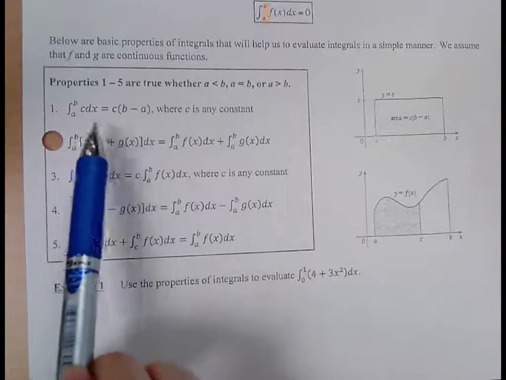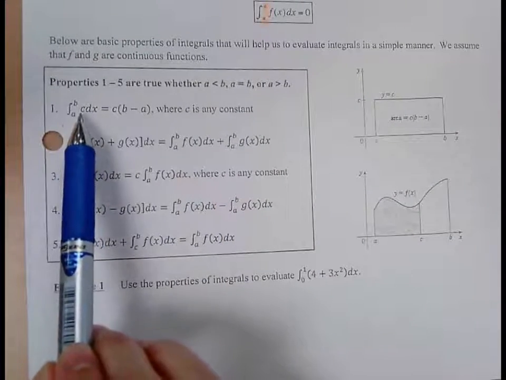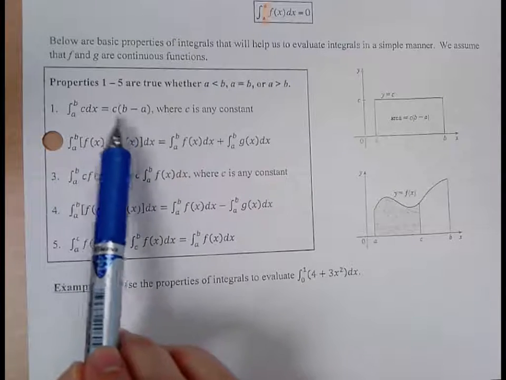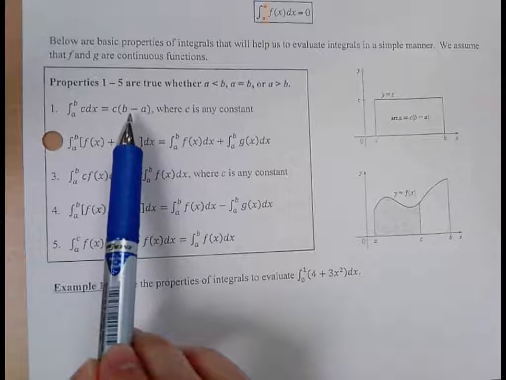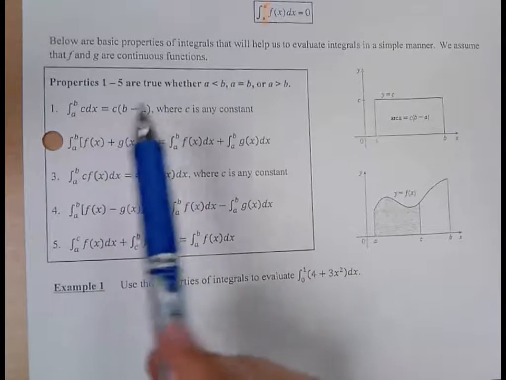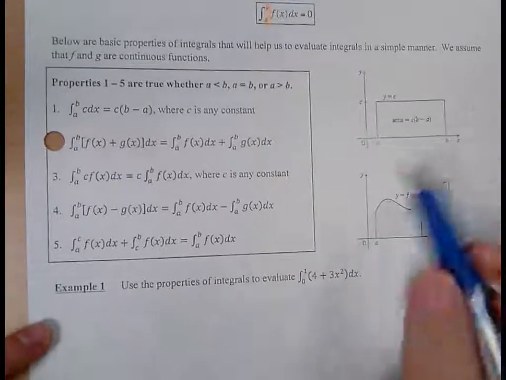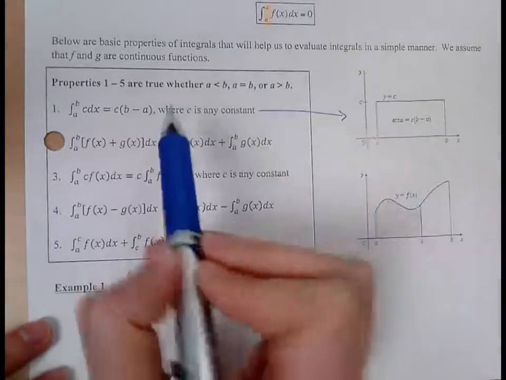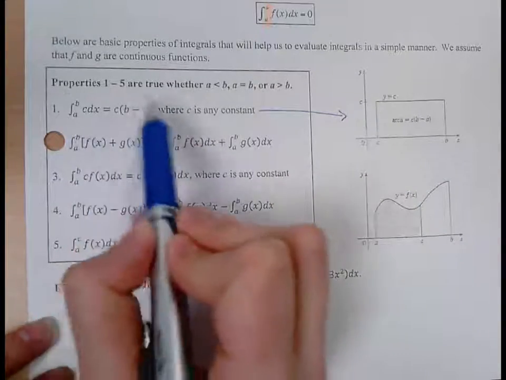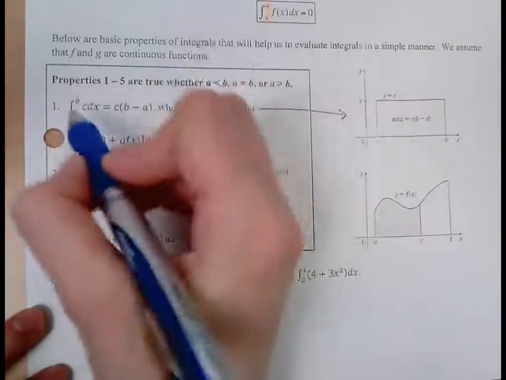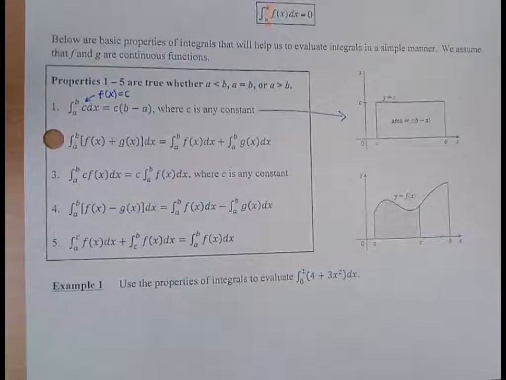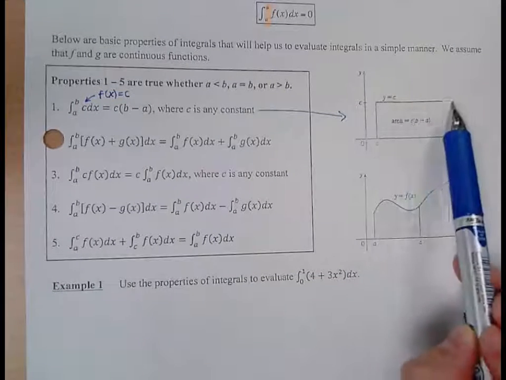So if you have the integral from a to b of a constant c, then it is equal to c times b minus a. So the reason why I included this diagram for you is to understand why this rule is true. Here the c is your function. This is like f of x equals a constant. So you have a constant function. A constant function is a horizontal line.